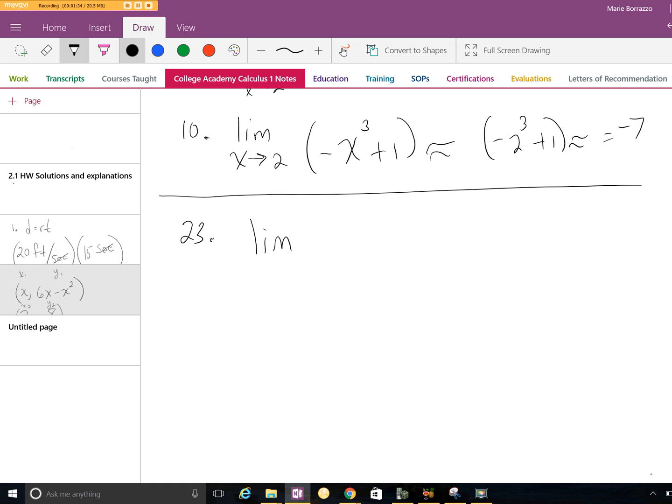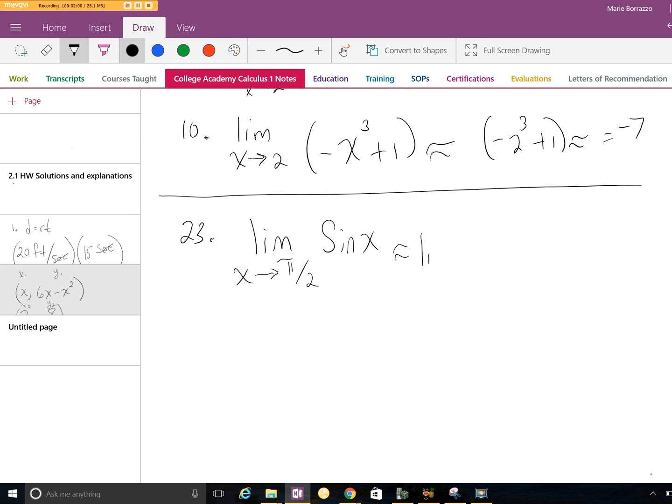Let's see, this one says the limit as x approaches pi over 2 of sine x. And for a question such as this, again, you have to go back to some trig background, and that's why I want to focus a little on this question to give you a heads up. So, okay, we'll go ahead and substitute.